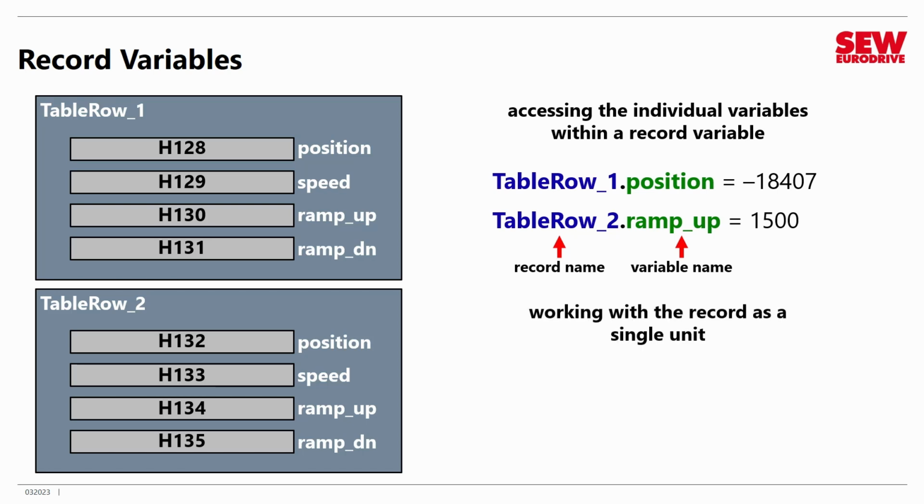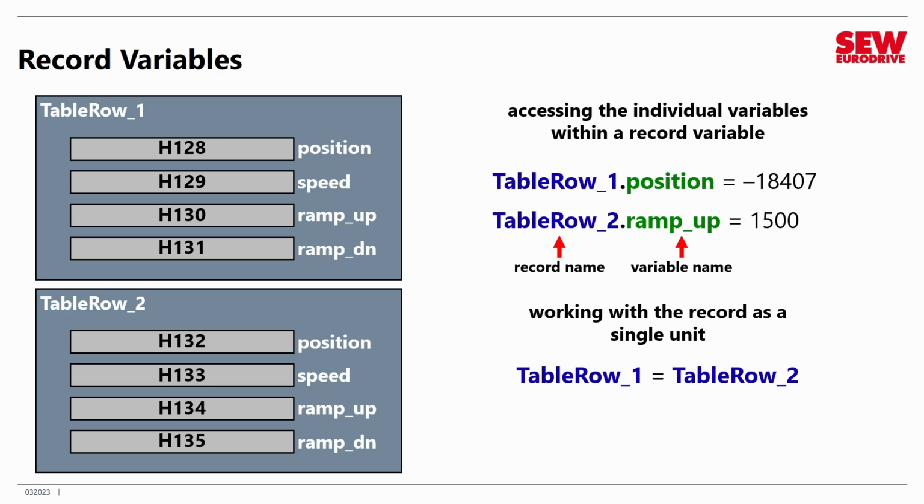You can also work with the record as a single unit, however, and this is the real power of record variables. You could say, for example, table row 1 equals table row 2. And what that will do is it will copy every single thing from table row 2 into the variables that match it in table row 1.